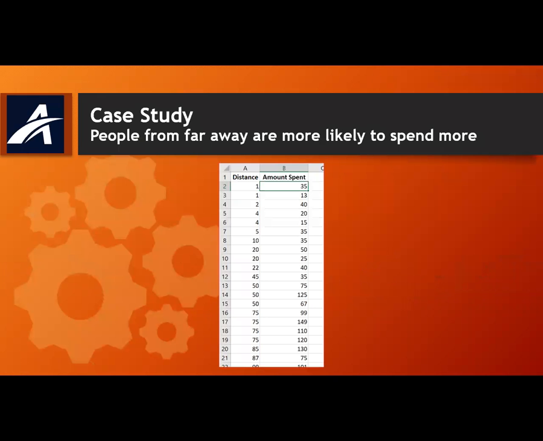Now, initially, you have a data set, and in this case, you're going to explore a data set that tries to illustrate a relationship between the distance someone is from a supermarket, and depending on the item which is found in that supermarket, is someone likely to spend more?